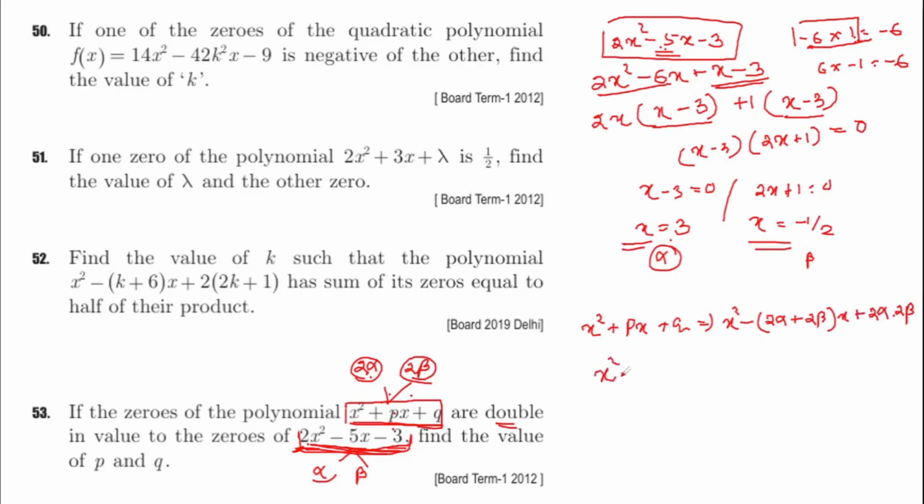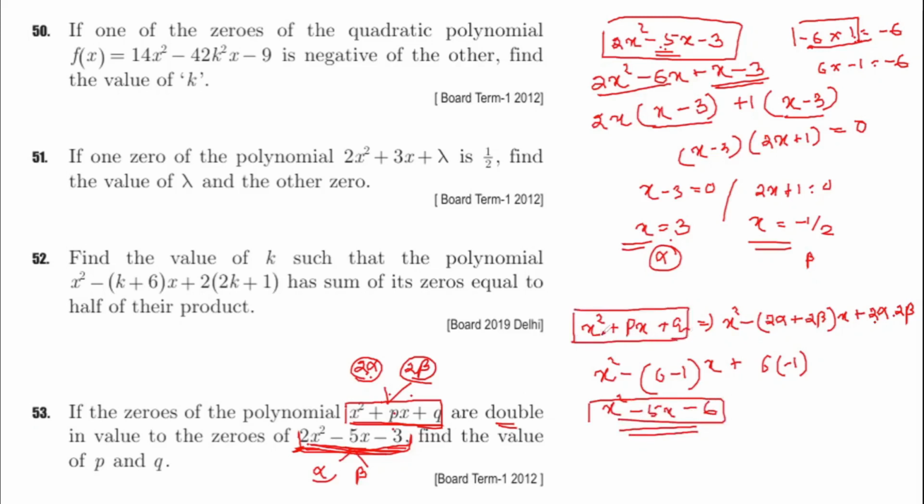So x square minus bracket alpha is 3, so 2 alpha will give you 6. Again here beta is minus 1 by 2, so 2 beta will give you minus 1, and x plus, again 2 alpha is 6 and 2 beta is minus 1. Okay, now x square minus 6 minus 1 will give you 5x, and 6 into minus 1 will give you minus 6. Okay, so this is the polynomial, but the actual polynomial is given like this.